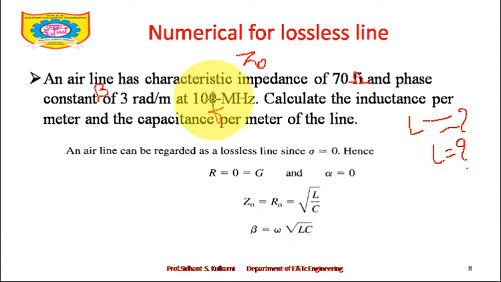You can calculate, frequency is known to me, under root LC. Either you can multiply this equation once, divide this equation once, you will get the values of L and C, or after multiplication you will get the value of L and C, put that value in either of these equations to get the final answer.